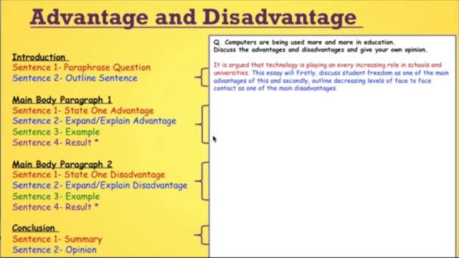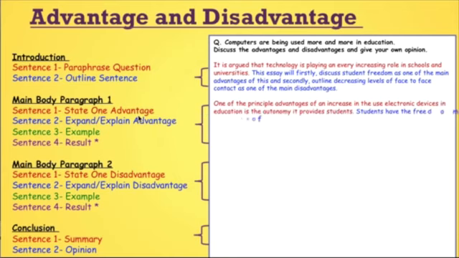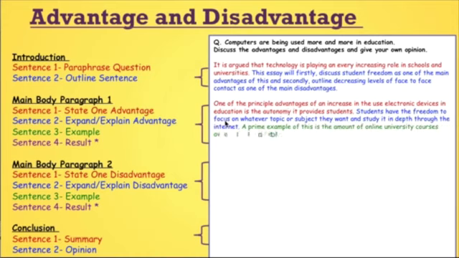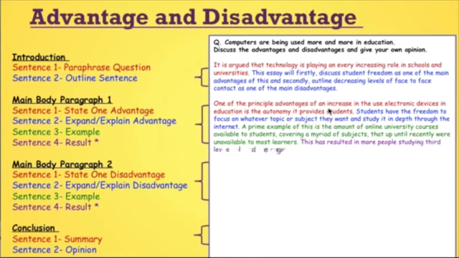Okay, let's move on to the main body paragraph. So the first line would be to state one advantage. One of the principal advantages of an increase in the use of electronic devices in education is the autonomy it provides students. Then we have to expand this advantage. Students have the freedom to focus on whatever topic or subject they want and study it in depth through the internet. This is the expansion.